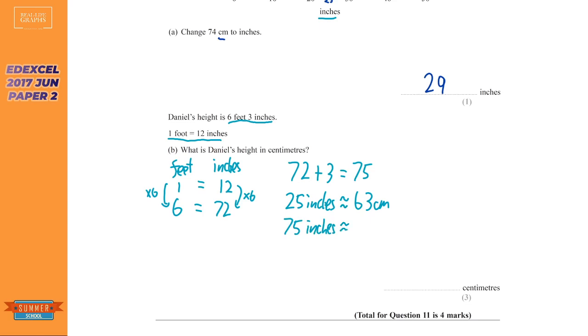Okay, so 75 inches is going to be 3 lots of that. So we're going to times that by 3, and we can do this nice simple column. 3 times 3 is 9, 3 times 6 is 18. So it'd be 189 centimetres, roughly.